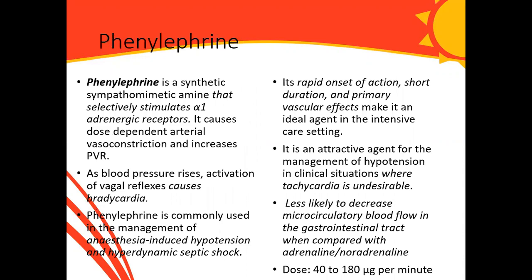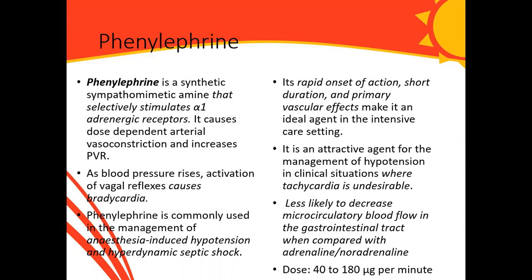Phenylephrine is a selective alpha-1 adrenergic receptor agonist, and it causes dose-dependent arterial vasoconstriction with an increase in peripheral vascular resistance. And the good thing about phenylephrine is that as blood pressure increases, there's an activation of vagal reflexes, which tends to lower the heart rate. So it's commonly used in management of anesthesia-induced hypotension and in patients in hyperdynamic septic shock.